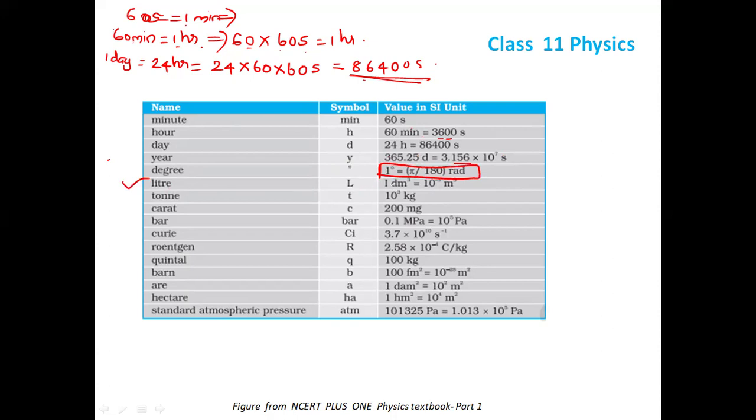1 liter is 10 power minus 3 meter cube. This is also yet another important unit. Just remember. And 1 bar is 10 power 5 Pascal. This is important to learn. Standard atmospheric pressure refers to 1.013 into 10 power 5 Pascal. While doing problems, you will easily familiarize, so no need to strictly memorize all at once.